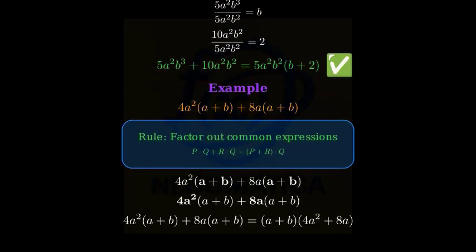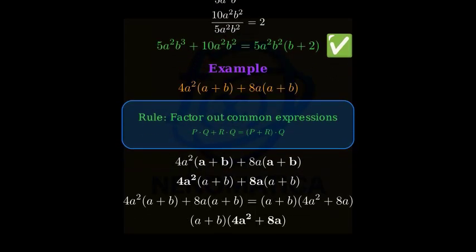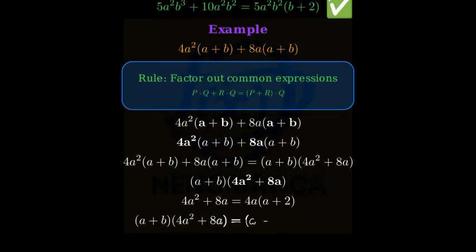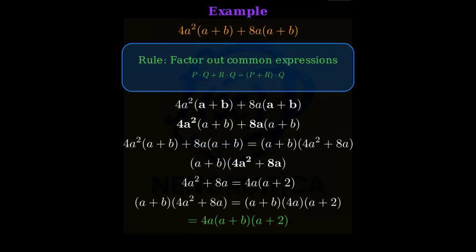Now, we need to see if the expression 4a squared plus 8a can be simplified further. Notice that 4 is common to both terms. So we get a plus b times 4a times the quantity a plus 2.